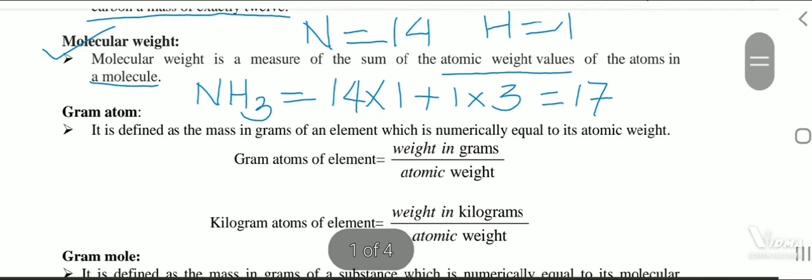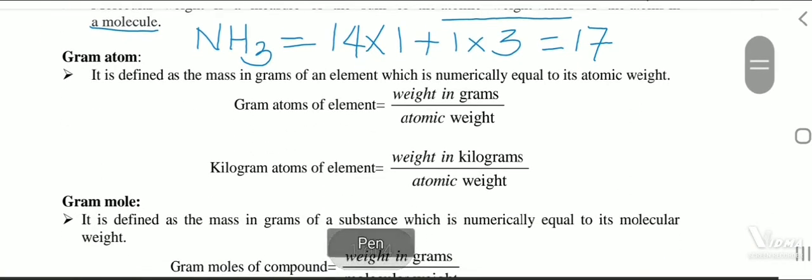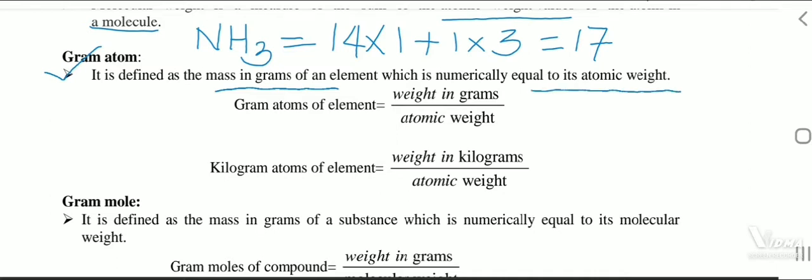Now let's come to the next definition, that is gram atom. Gram atom is defined as the mass in gram of an element which is numerically equal to its atomic weight. In formula, gram atom of an element is weight in gram divided by atomic weight. Kilogram atom of the element in formula is weight in kilogram divided by atomic weight.